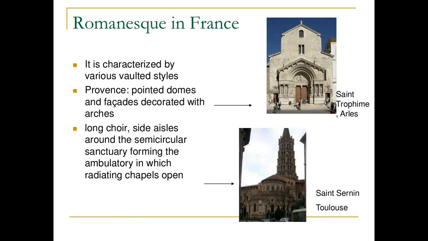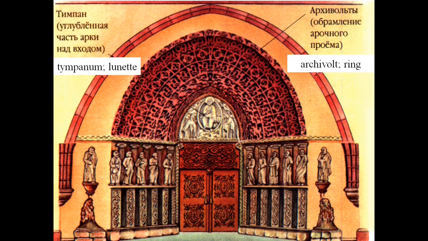So here on the slide we can see examples of French Romanesque architecture: Saint Trophime Cathedral and Saint Sernin in Toulouse. On this slide we can see the decoration of the main entrance to the church, which is located in its western part.